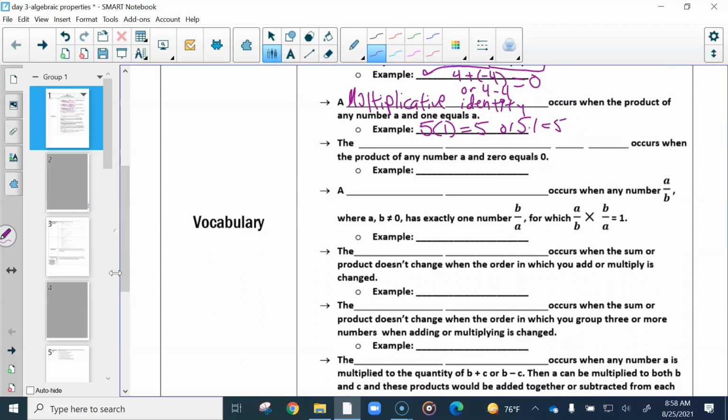The next one is the multiplicative property of 0. It occurs when the product of any number a and 0 equals 0. So take anything you want. It could be infinity and beyond. Multiply that by 0 is 0.